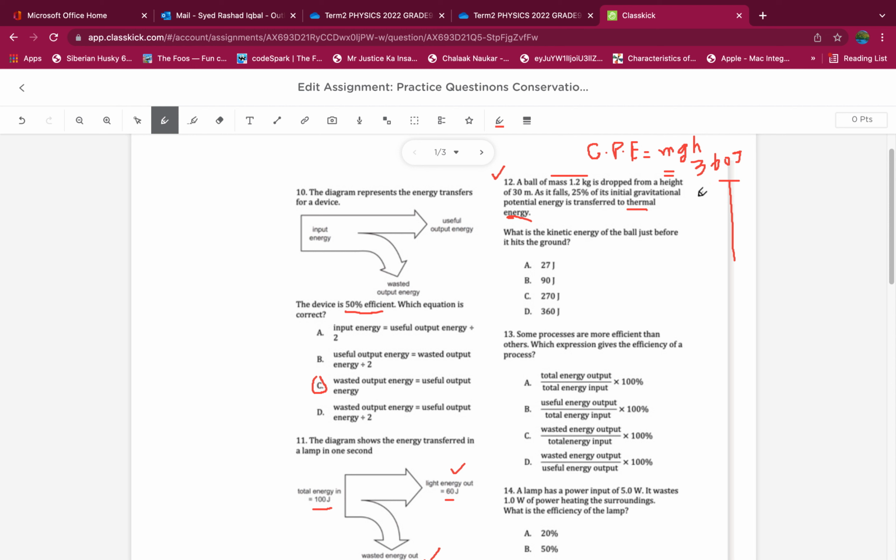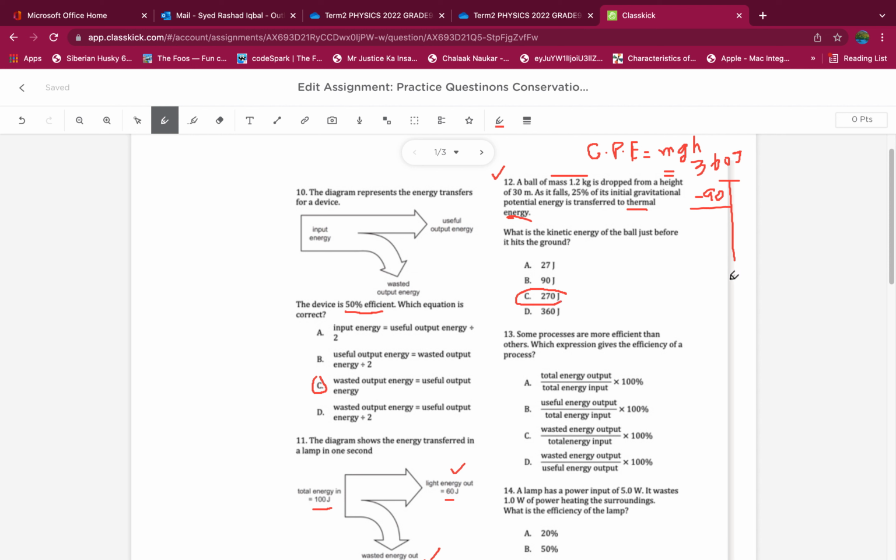It means that minus 90 joule. This is the wasted energy. So what is left? 360 minus 90. What is left for us? Okay, this will be 270. That energy is useful. That changes into kinetic energy.